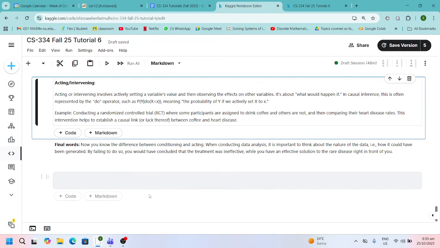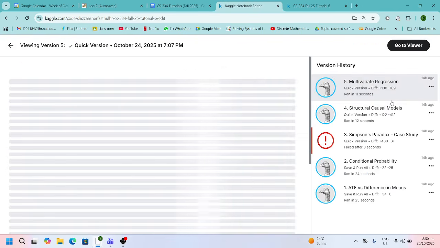Anyway, a few final words. When concluding data analysis, it is important to think about the nature of the data, how it could have been generated. If you fail to do so, like the way that we constructed our causal DAG and we immediately determined that because of the confounder our results are biased, you would have concluded that a treatment was ineffective while you have an effective solution to the rare disease right in front of you.